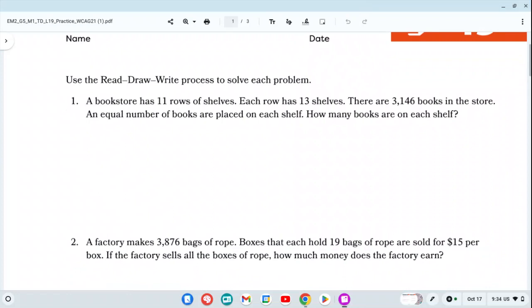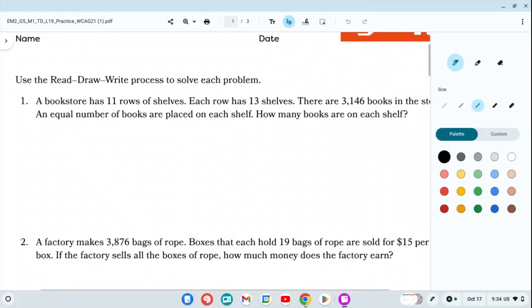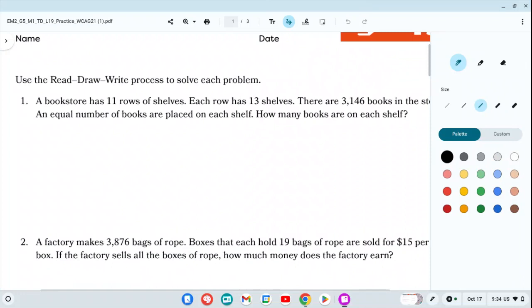So, problem number one is: a bookstore has 11 rows of shelves, and each row has 13 shelves. There are 3,146 books in the store. An equal number of books are placed on each shelf. How many books are on each shelf? So, my first thought is, what do I know? And what am I looking for?